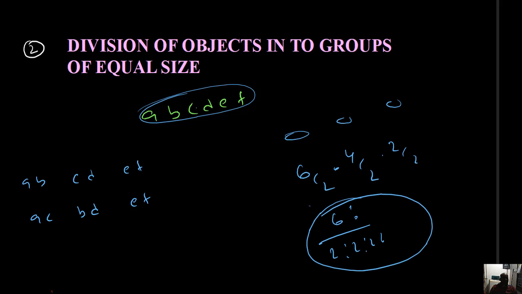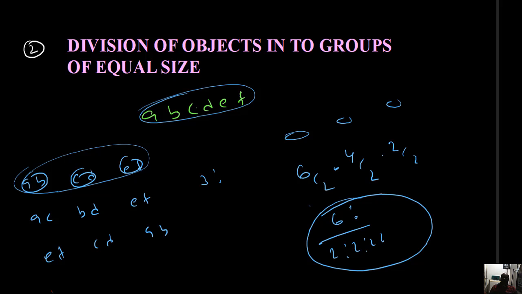But this is not the right answer. What happened? If this is treated as one unit, this as another unit, and this as another unit, then this alone gives 3 factorial linear permutations. What is the meaning of that? We will get 3 factorial such groups. Here A, B, C, D, E, F; somewhere here E, F, C, D, A, B; here C, D, A, B, E, F. Like that we will get 6.